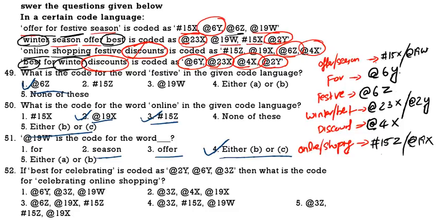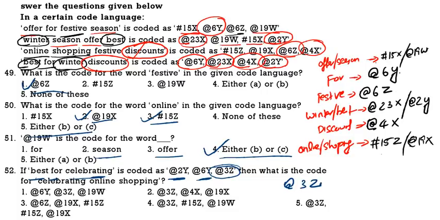Then, if best for celebrating is coded as at for 2y, at for 6y, at for 3z. So best means at for 2y. Then for means at for 6y. Celebrating means at for 3z. Now what is the code for celebrating? Celebrating means at for 3z.